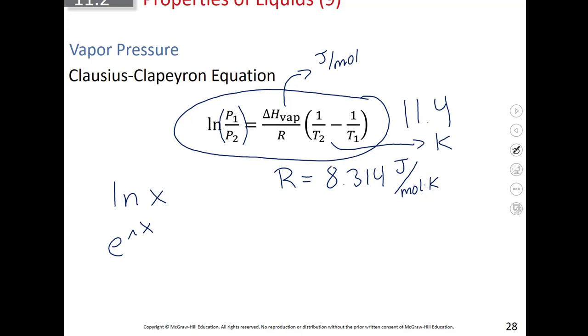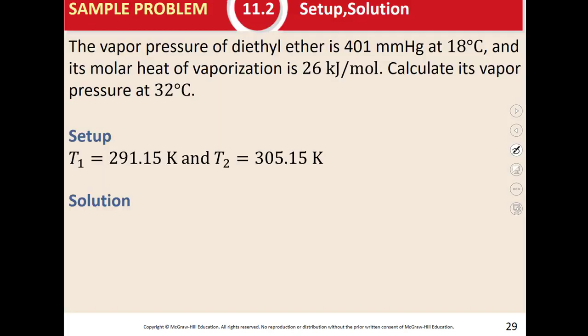All right, let's try this out with an equation. Go back to our diethyl ether example. The vapor pressure of diethyl ether is 401 millimeters of mercury at 18 degrees Celsius, and its molar heat of vaporization is 26 kilojoules per mole. Calculate its vapor pressure at 32 degrees Celsius. So molar heat of vaporization, that is your delta H vap. So delta H vaporization is 26 kilojoules per mole.